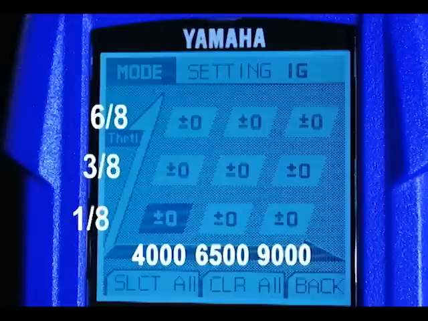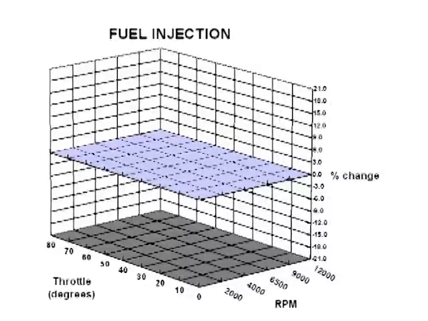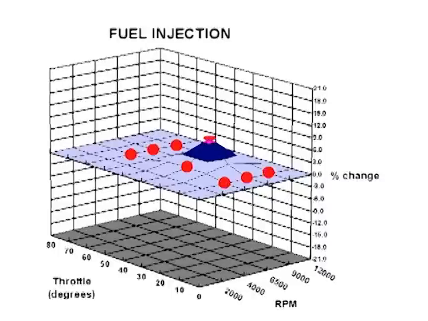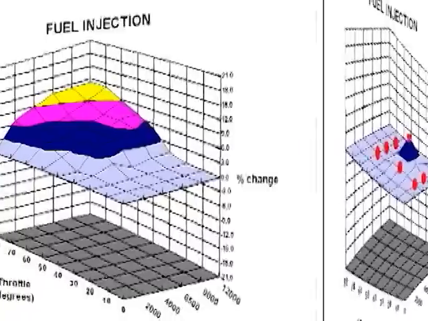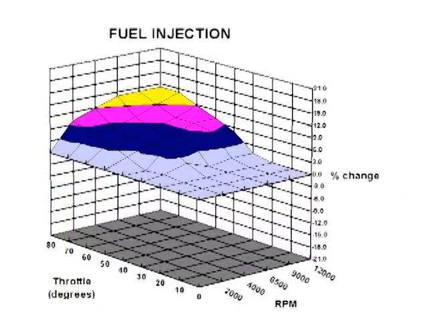So if we increase injector duration at the 3/8 throttle 6,500 RPM point, for example, the change has the greatest effect at that point. But as the engine goes through each of the 9 throttle RPM edit points, the mapping would gradually increase or decrease injector duration or ignition timing to all surrounding points based on their value. So you have smooth linear throttle response all through the RPM range.